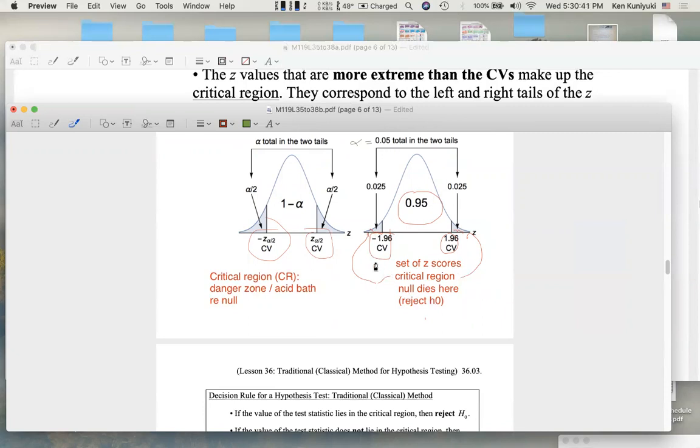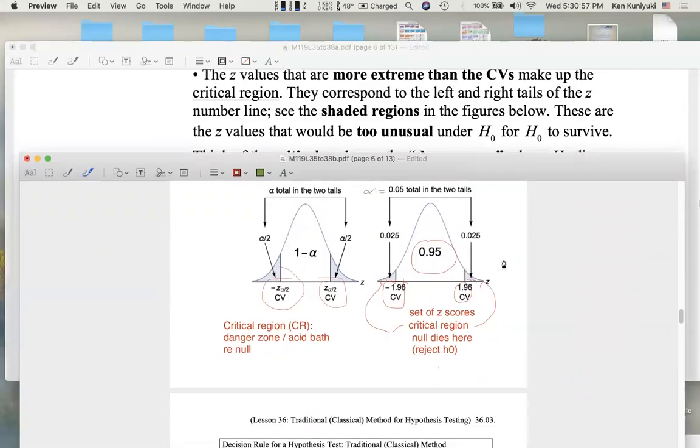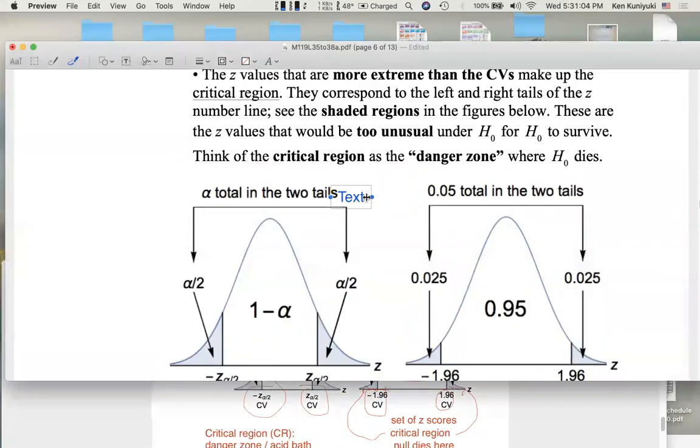If your sample z-score, if the test statistic falls in the critical region, in general, if a test statistic based on a sample falls in the critical region, then we reject the null. The null dies. That means the sample is too unusual for the null to hold up. It's like seeing 99 heads in 100 flips, and the null said, "Oh, the coin's fair." Yeah. That null goes in the acid bath.